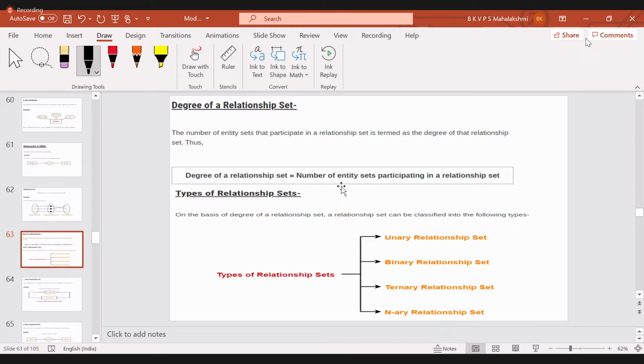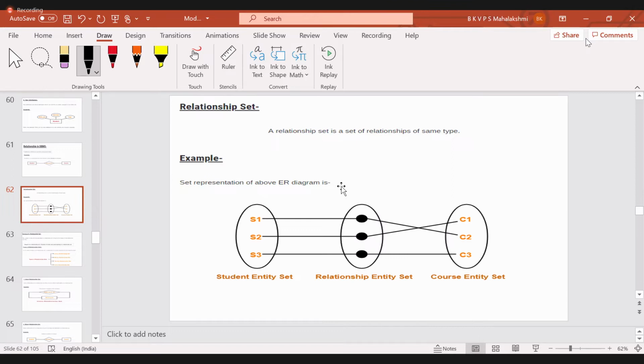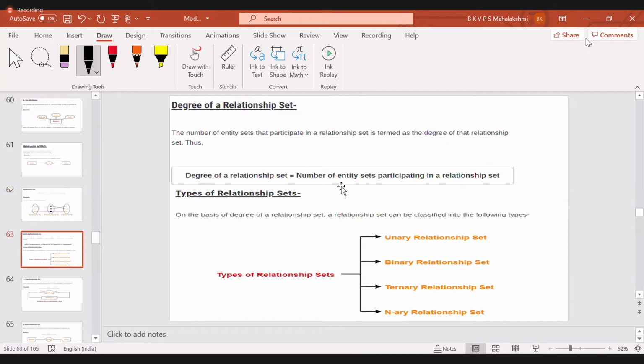Types of relationship sets. We are talking about sets, not about individual relationships. Even we can get the degree of a relationship set. The degree of a relationship set is nothing but the number of entities that are participating in the relationship set. Let us go with the examples. Actually there are four types: unary, binary, ternary, and n-ary.